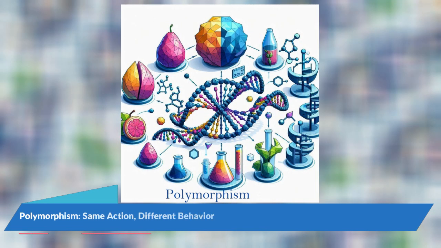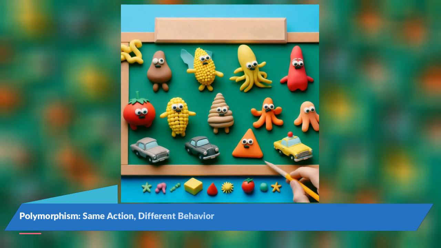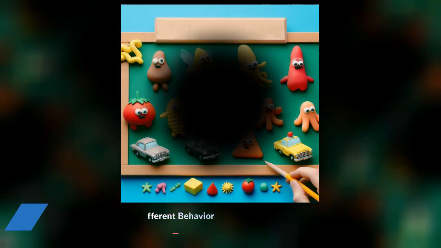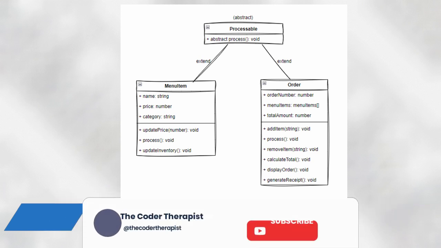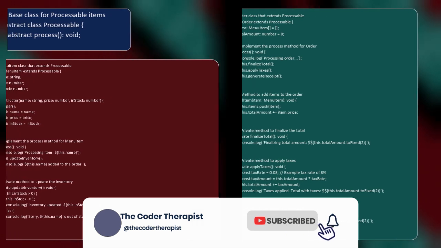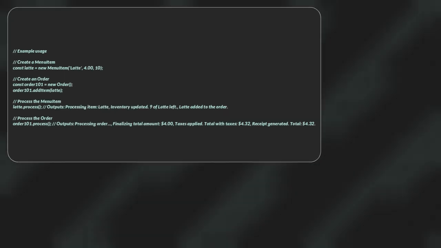Polymorphism, same action, different behavior. Polymorphism allows different objects to respond to the same action in their own way. Imagine the action, process, in your POS system. Different items respond differently when processed. Process a menu item: it might add it to the order and update inventory. Process an order: it might finalize the total amount, apply taxes, and generate a receipt. Even though the action, process, is the same, each item, menu item and order, handles it in its own way.